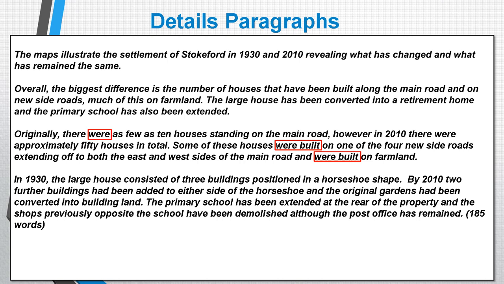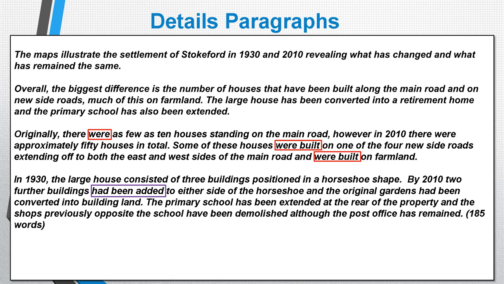Here it is. In 1930, the large house consisted of three buildings positioned in a horseshoe shape. By 2010, two further buildings had been added to either side of the horseshoe, and the original gardens had been converted into building land. The primary school has been extended at the rear of the property, and the shops previously opposite the school have been demolished, although the post office has remained.